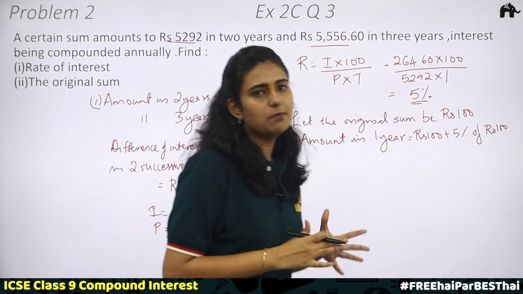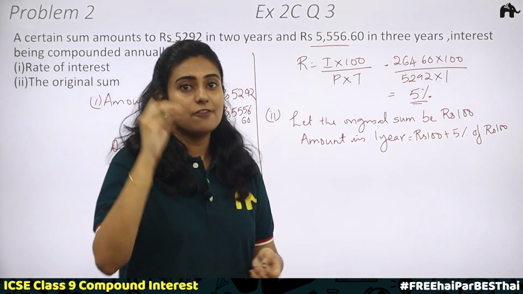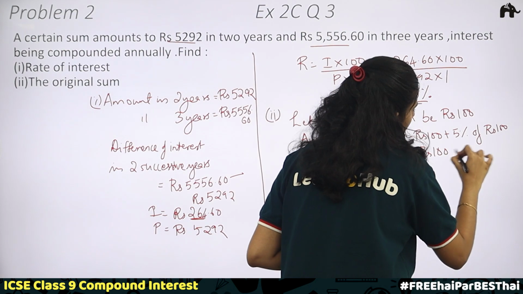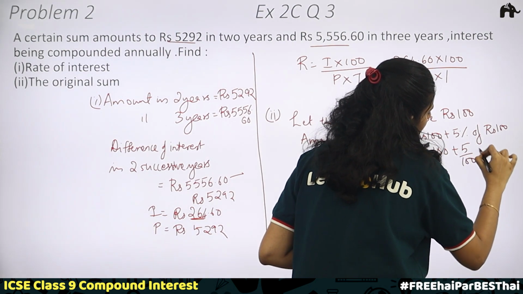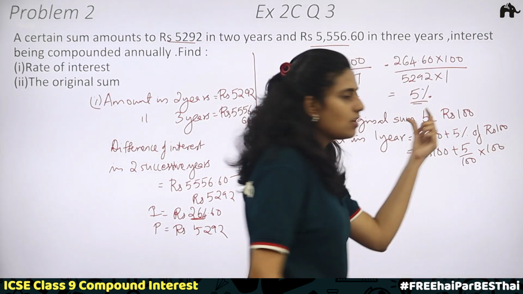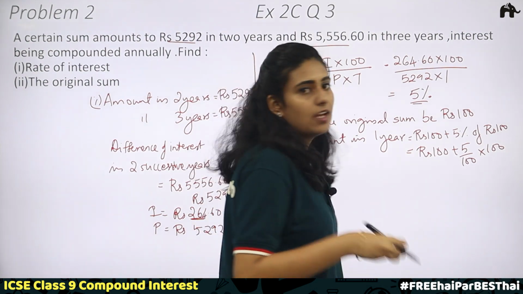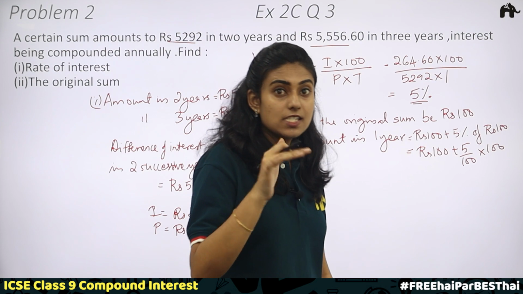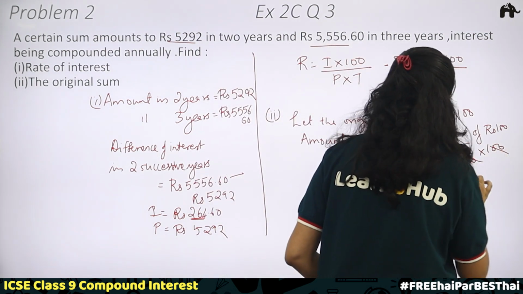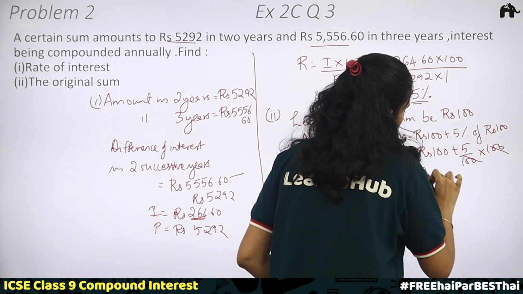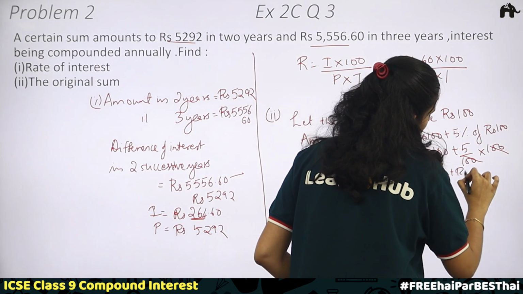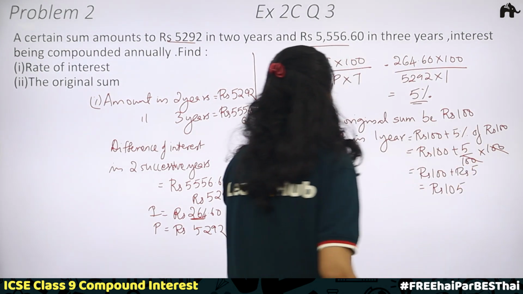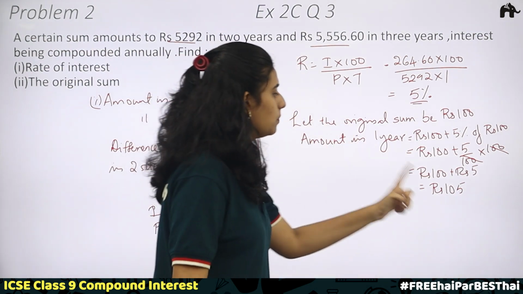You know how to find 5%? How to find 5%? 5 by 100 into 100. So, this is rupees 100 plus 5 by 100 into 100. This is how you will calculate 5%. Yes, if it is 20%, 20 by 100. If it is 30%, 30 by 100. Cancelling out zeros, you will be getting 5 here. So, rupees 100 plus rupees 5, that is rupees 105. So, the amount in 1 year is equal to rupees 105.